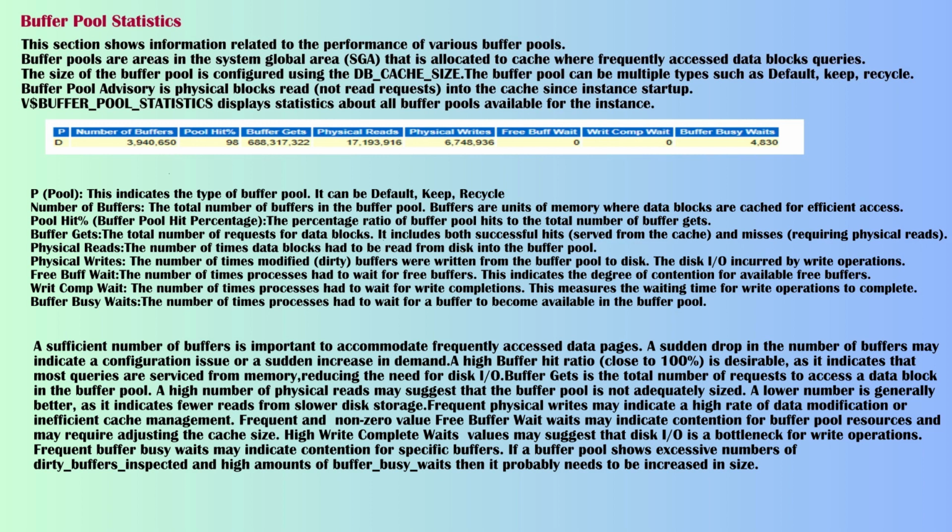Frequent and non-zero free buffer waits may indicate contention for buffer pool resources and may require adjusting the cache size. High write complete waits values may suggest that disk I/O is a bottleneck for write operations. Frequent buffer busy waits may indicate contention for specific buffers. If a buffer pool shows excessive numbers of dirty buffers inspected and high amounts of buffer busy waits, then it probably needs to be increased in size.